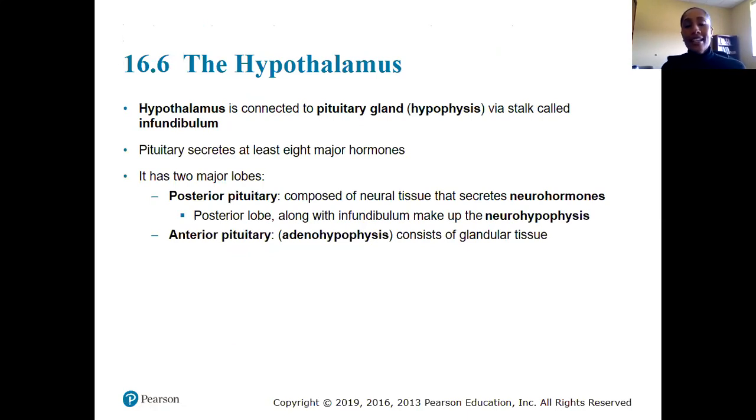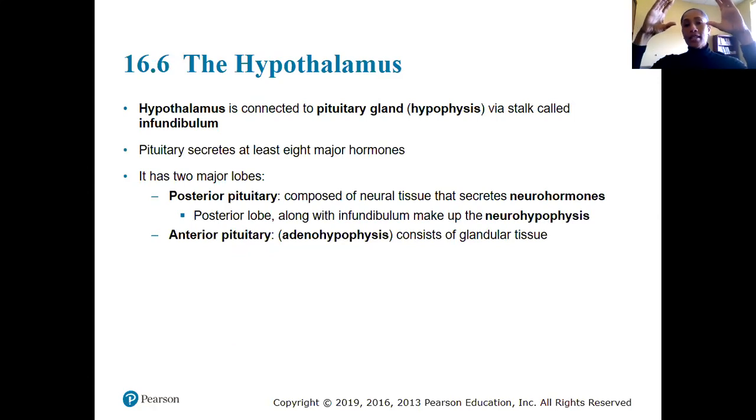Alrighty, so let's actually get into some endocrine glands and the hormones that they secrete and how they affect the body. So remember, the hypothalamus is going to be an organ that we find in the brain. It is connected to the pituitary gland through a stalk called the infundibulum. Remember that we call the hypothalamus a neuroendocrine organ because we find it in the nervous system, and it also has activities that relate to the nervous system as well as the endocrine system.